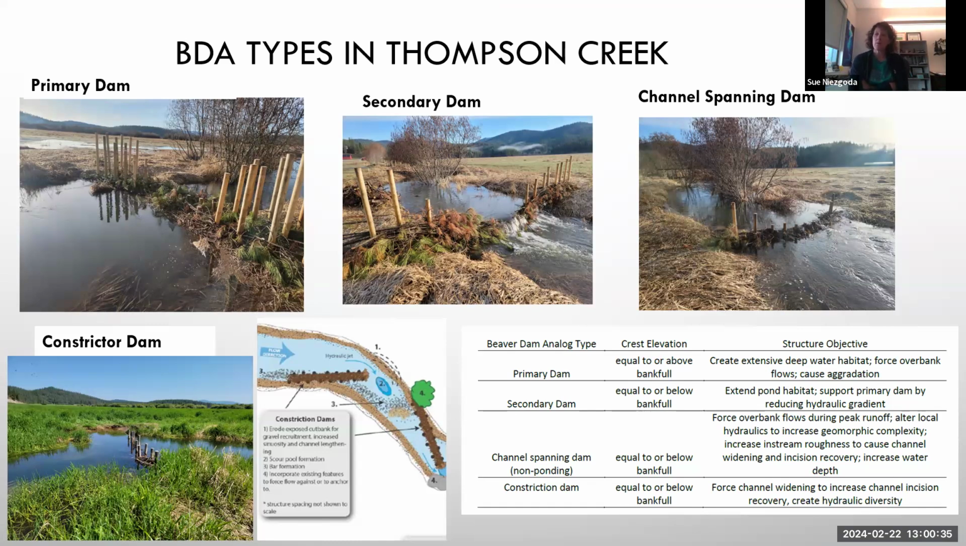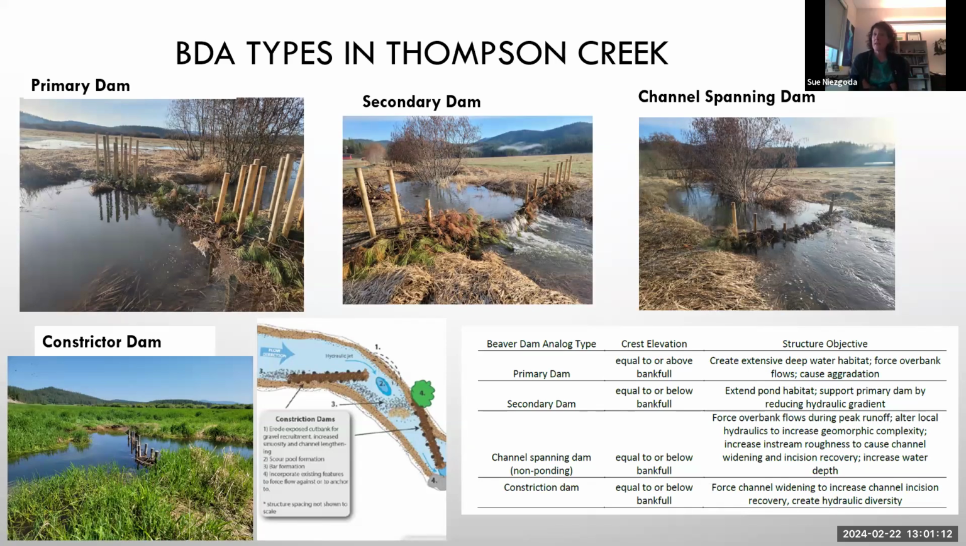And so this also is from the low-tech process-based restoration design manual. They give a lot of information on these different types of BDAs and their function. And so you can see in the lower right table here, there are primary dams, secondary dams, channel spanning dams, which are considered not ponding. They're really just meant to add roughness. And constrictor dams or constriction dams, which are almost like deflector dams. They're forcing water to move in the direction you want it to create erosion in key spots, right? So the primary dams are really meant to simulate the dams that beavers build to create the pond that they have their lodge in, right?